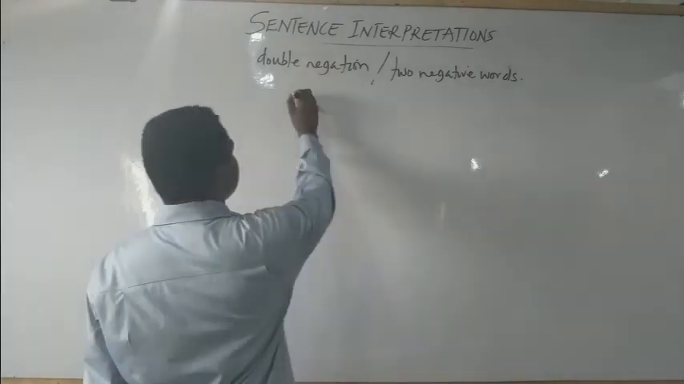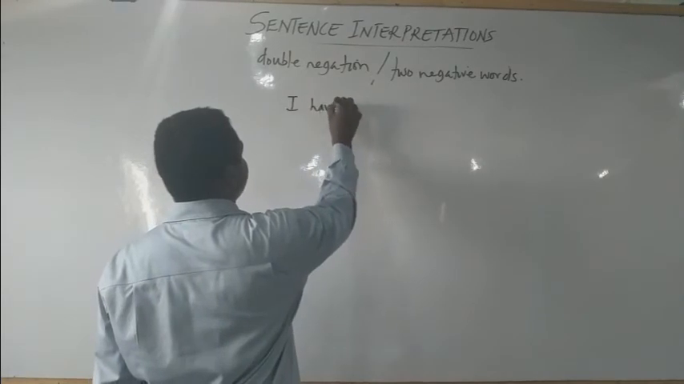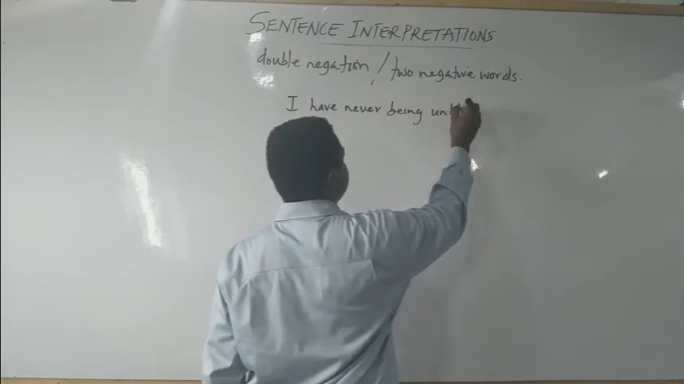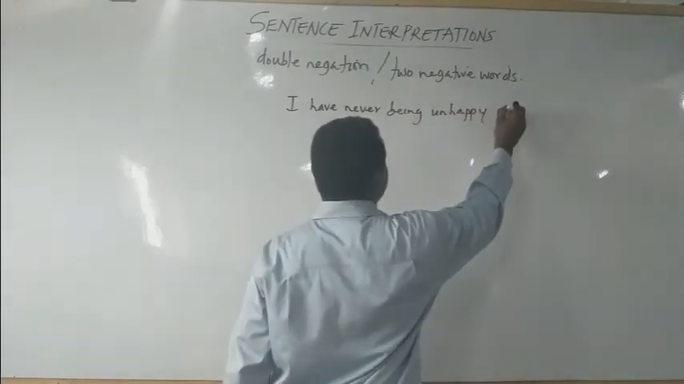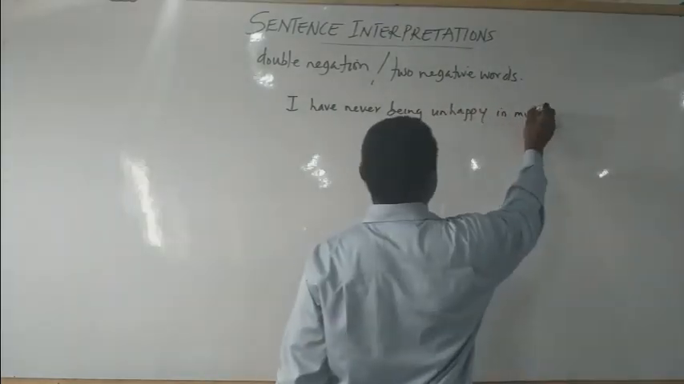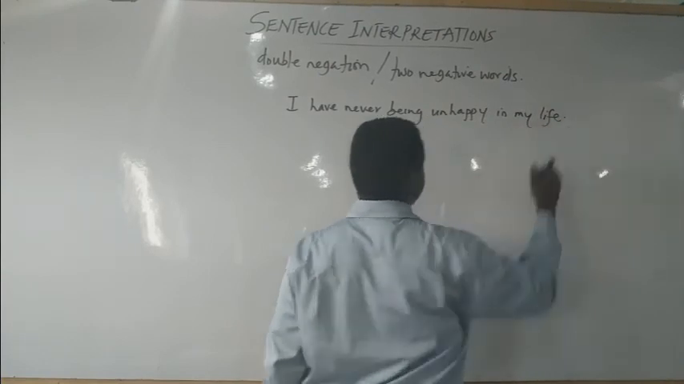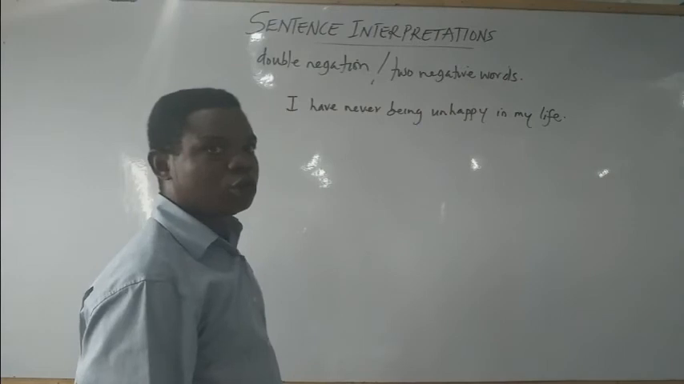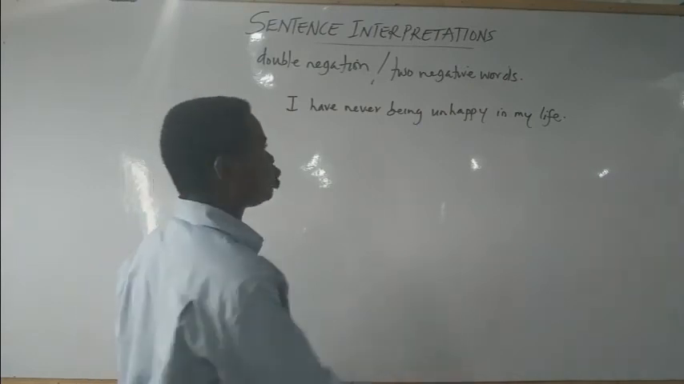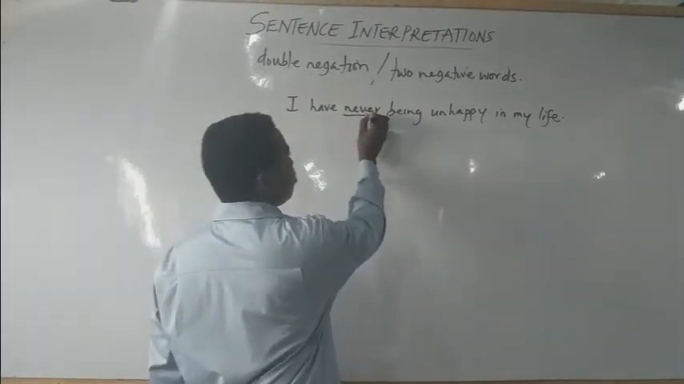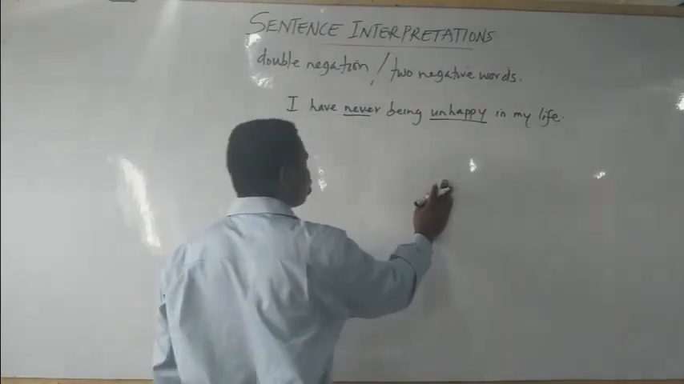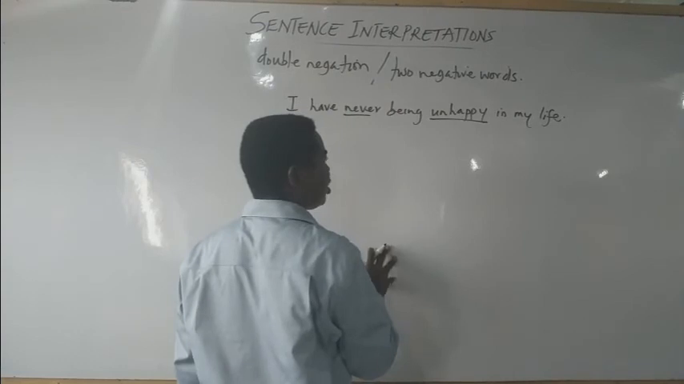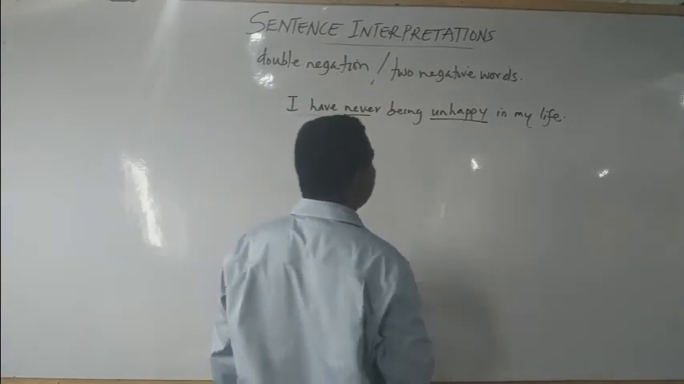Look at this. If I say, I have never been unhappy in my life. This is an expression with what? Double negation, or two negative words. And the two negative words are what? Never and unhappy. So the two negative words will cancel out, and the expression now assumes a positive meaning.